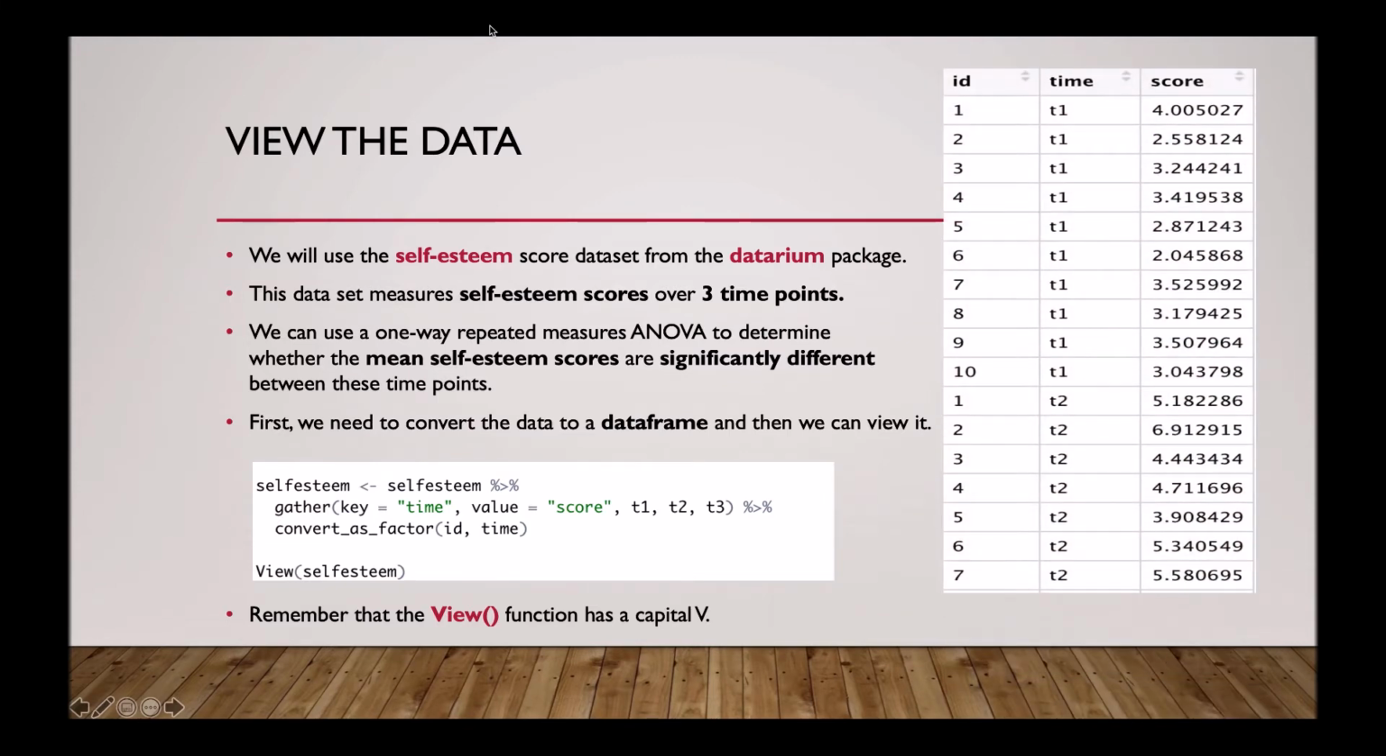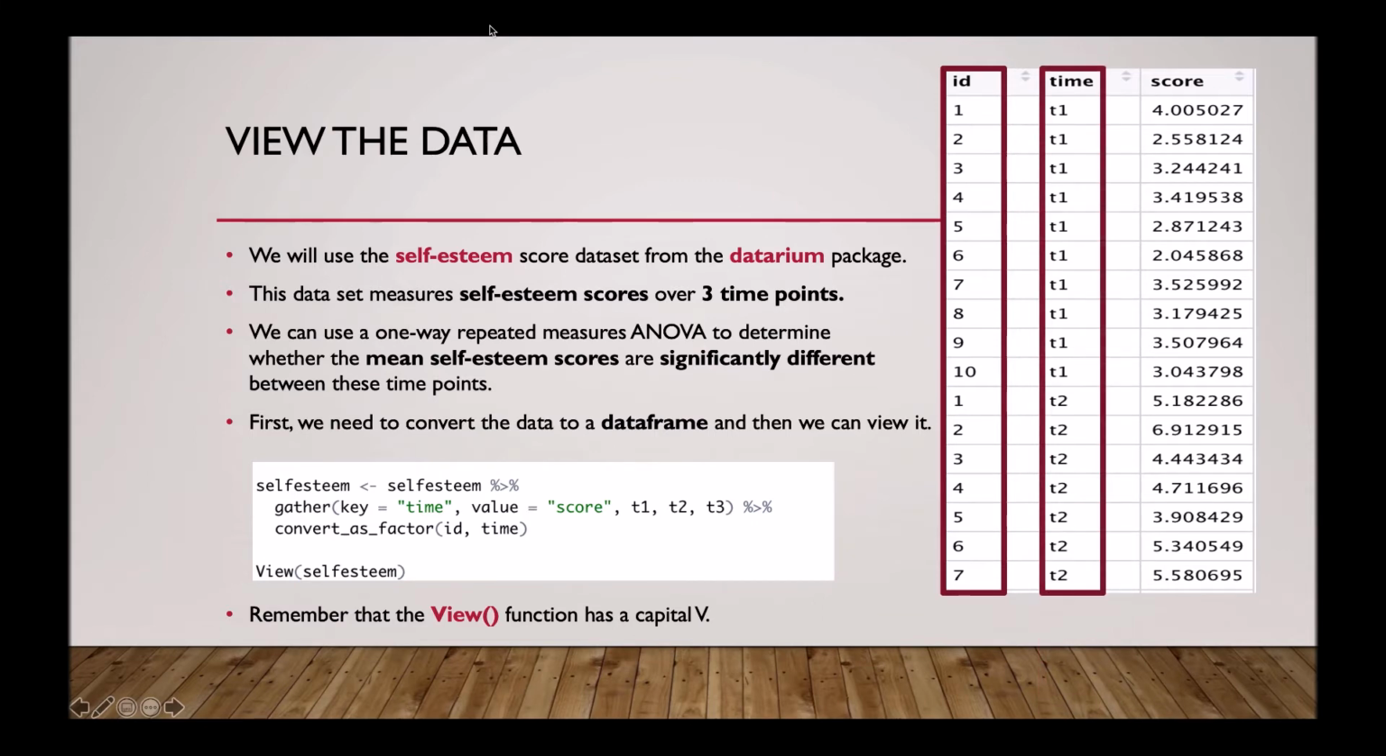So this is what our data looks like. We have our participant ID numbers, which are repeated because it's a within subjects design. We have the different time points, and we have the self-esteem scores.